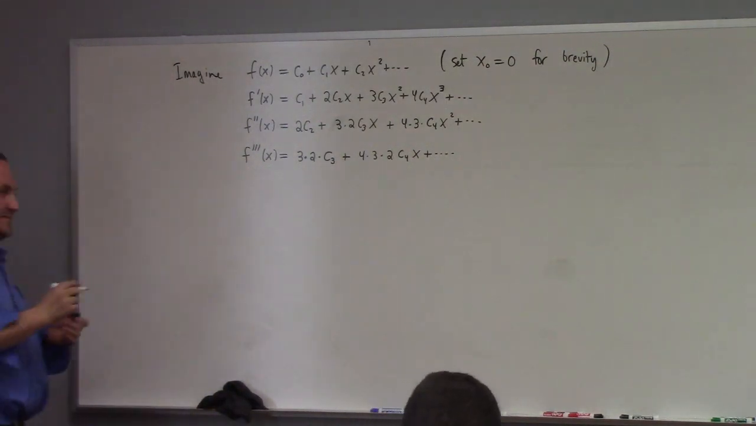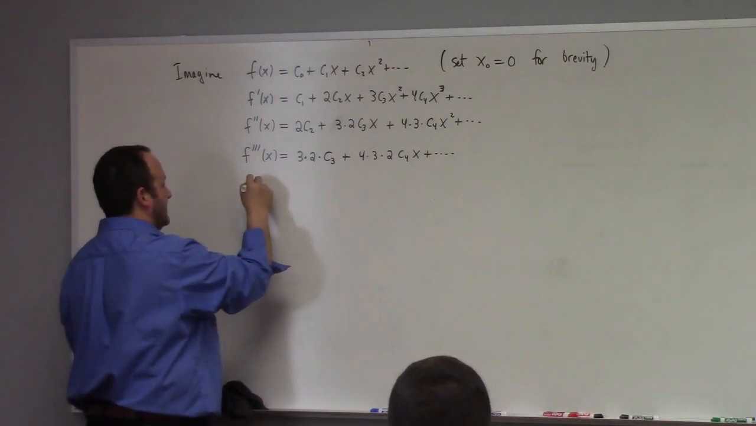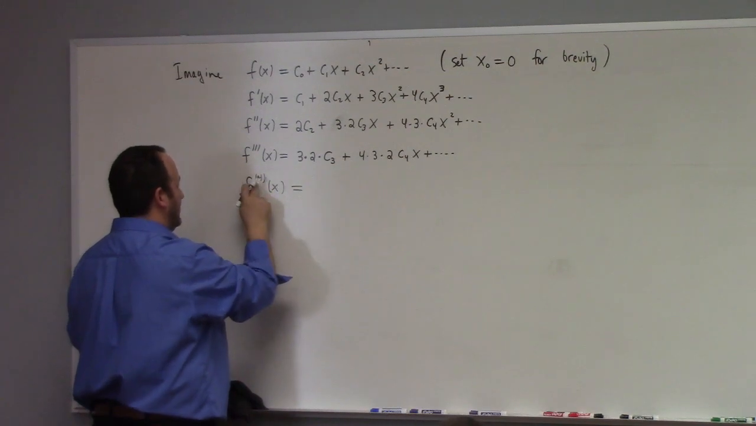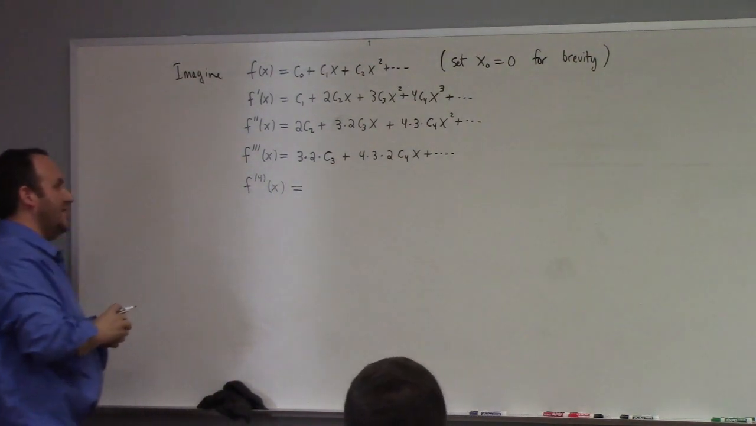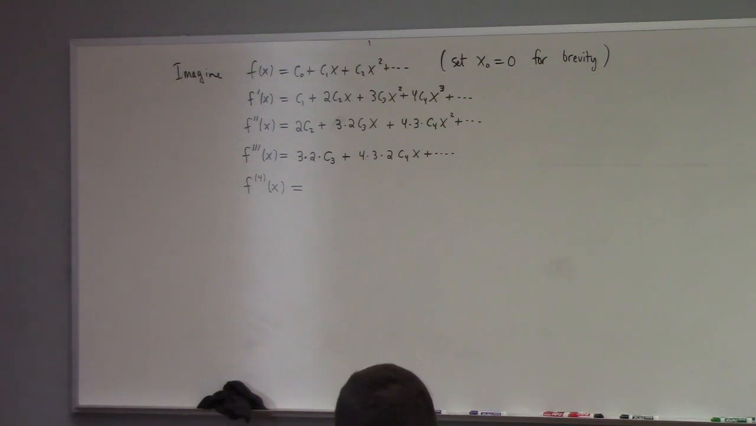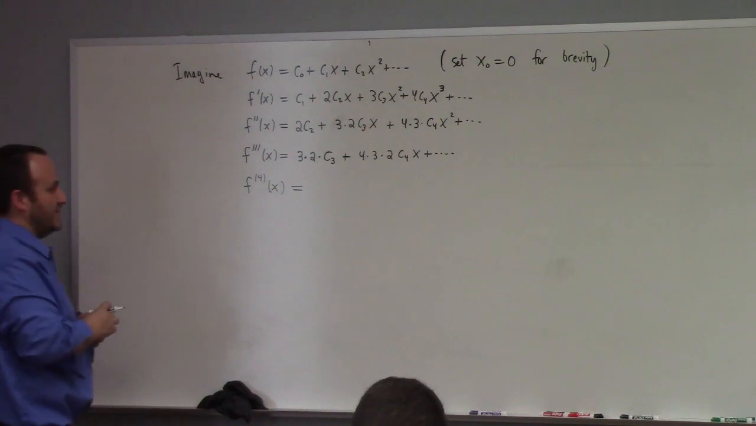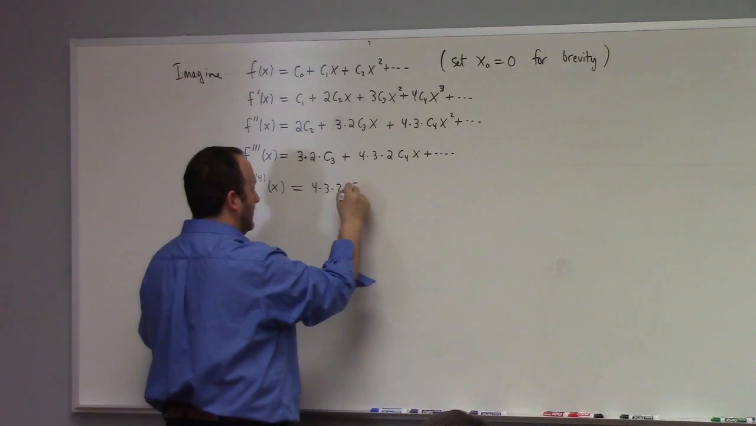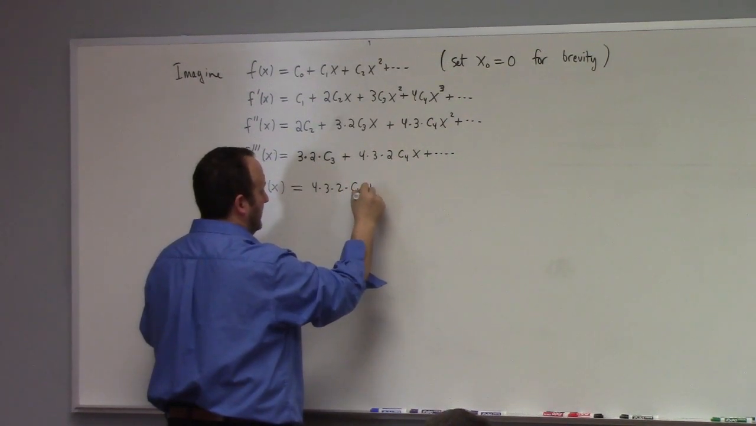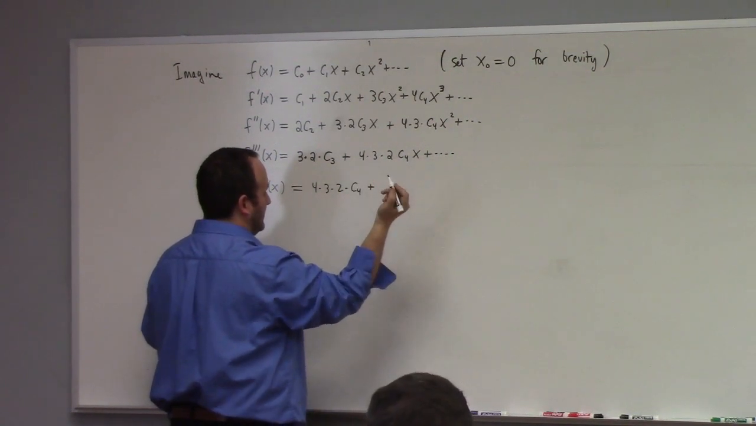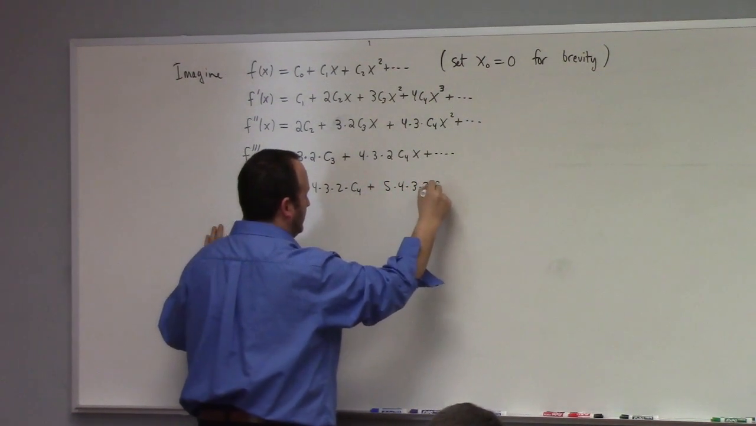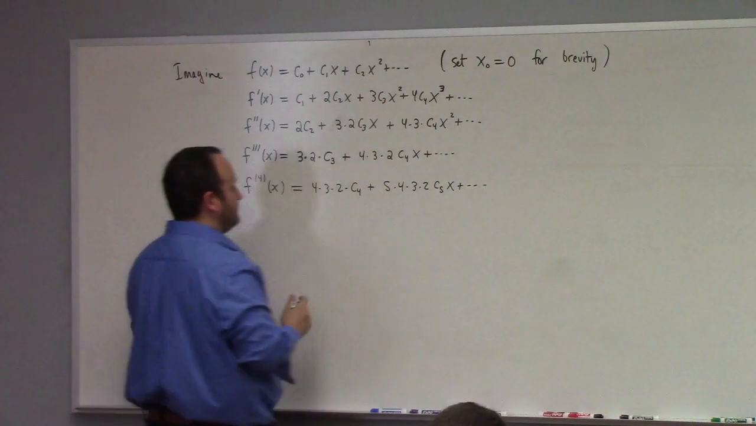In polite company, it's customary to write this as f of parentheses 4 of x. But if you really like the prime notation, you could still write f prime prime prime prime of x. I don't recommend that, though. So f parentheses 4 means the fourth derivative, and that gives us 4 times 3 times 2 times c4, and then plus, well, what's the next term? It's 5 times 4 times 3 times 2 c5x, for what it's worth.